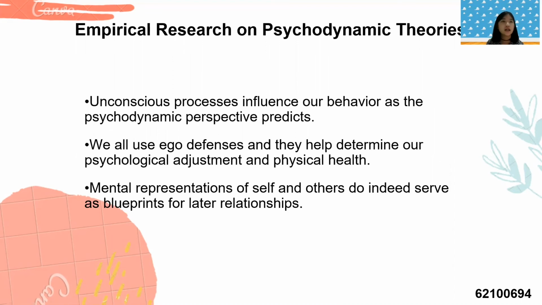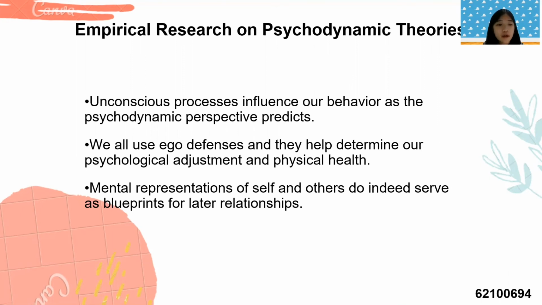So, there are three psychodynamic hypotheses that have received strong empirical support. The first one: unconscious processes influence our behavior, as the psychodynamic perspective predicts. We perceive and process much more information than we realize, and our behavior is shaped by our feelings and motives of which we are at best only partly aware.